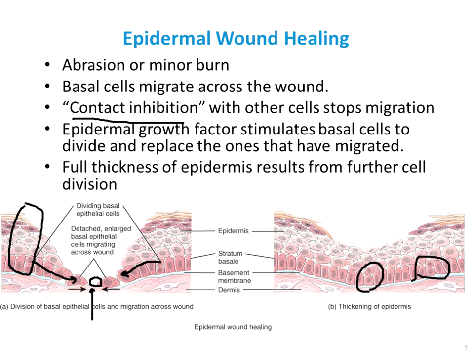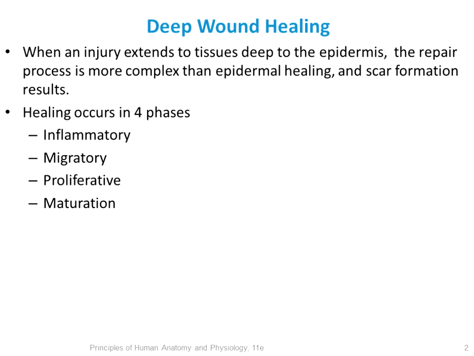So eventually, full thickness of the epidermis is achieved, and this gets filled in, and there is no scar because there's no fundamental change to the structure of the epidermis. What about deep wound healing? This is when the injury extends deep to the epidermis, to the dermis and to the subcutaneous and onward. So typically there's some sort of scar formation from deep wound healing, even if you can't see it.